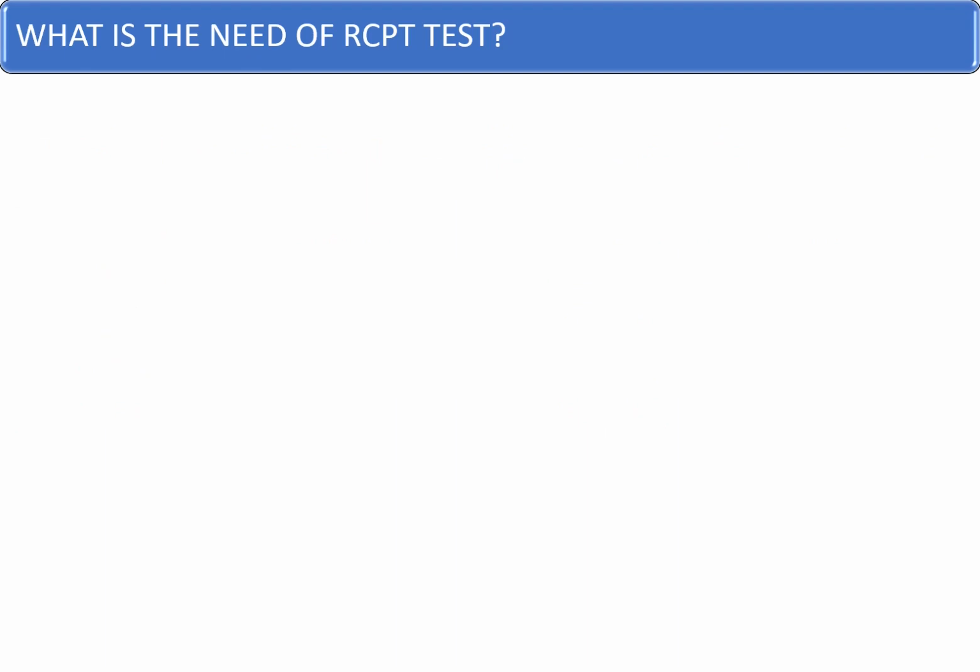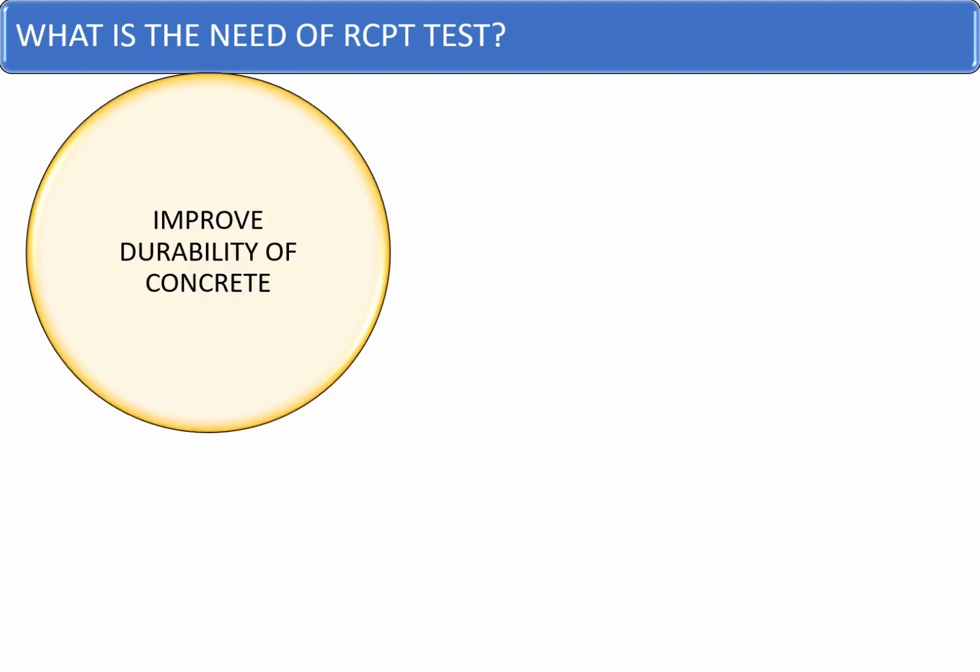So what is the need of the RCPT test? It improves the durability of the concrete. In fact, it indicates the durability of the concrete, and in turn, to achieve the RCPT value, we need to increase the density of the concrete. We need to minimize the permeability to the movement of the chloride ions, thereby improving the durability of the concrete. So the RCPT value is an indicator which will decide what is the life of the structure you are planning for.